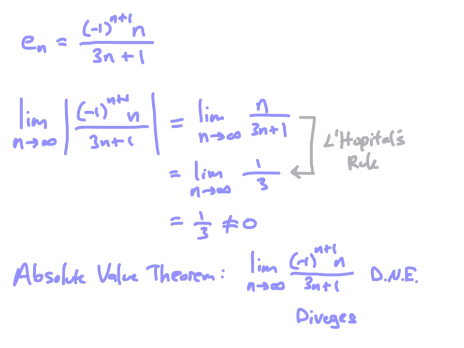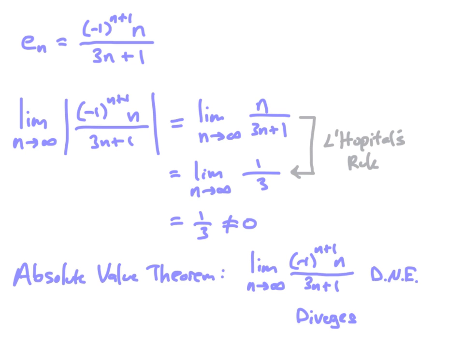Our fifth sequence, e sub n equals (negative 1) to the n plus 1 times n all over 3n plus 1, has an alternating negative sign involved, the (negative 1) to the n plus 1. Whenever we have such a sequence, we can always take the absolute value of the sequence term and take the limit of that, and use the absolute value theorem to determine what happens with our given sequence.